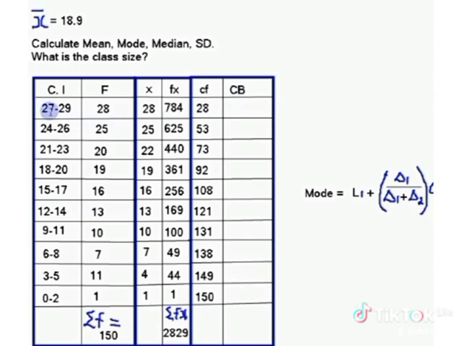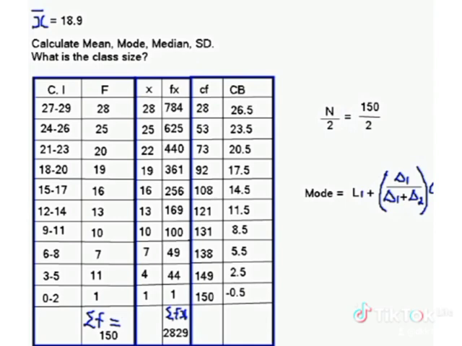So let us get the class boundary. Subtract 0.5 from all these lower class limits. If I remove 0.5 from 27, I have 26.5, and so on and so forth. We'll be subtracting 0.5 from each of these lower class limits, then you get all your LCB. Then for determination of the modal class, we have to divide n by 2, and n is 150. Divide it by 2, then you get 75.